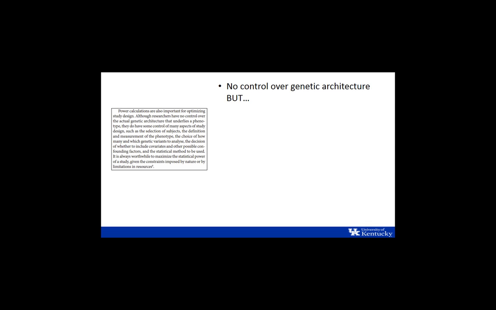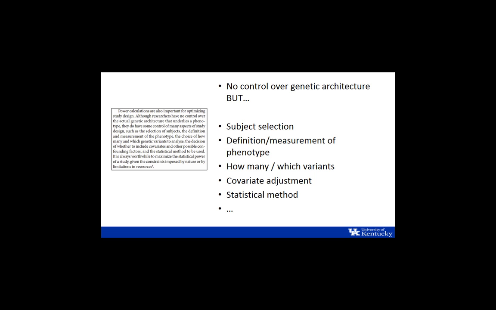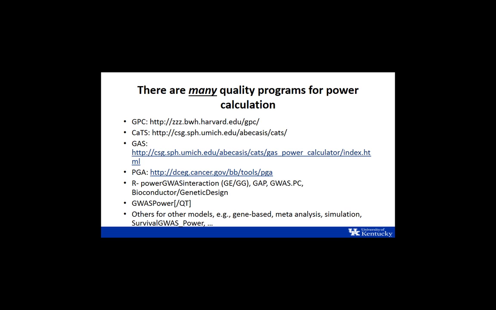A chunk here. You don't have control over the genetic architecture. We talk about the alternative hypothesis, but we don't know what the alternative hypothesis should be, so we have to be a little wise about it. We can use that wisdom in a couple different ways. We do have control over subject selection, definition and measurement of phenotype, how many and which variants, covariate adjustments, the statistical method, and so on.